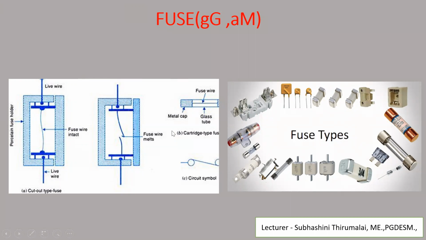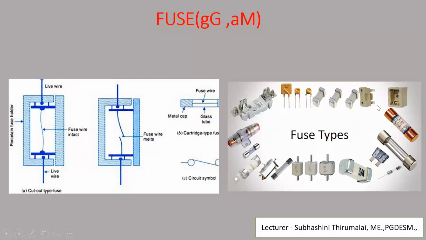This is an example I have shown, like cartridge type of fuses, which has a glass body sealed with a metal cap. This is used for low voltage, high voltage and short circuit currents, to protect against low voltage, high voltage and short circuit current. This diagram shows, after the fuse gets cut, the fuse wire melting. So this is a cutout type of fuse.